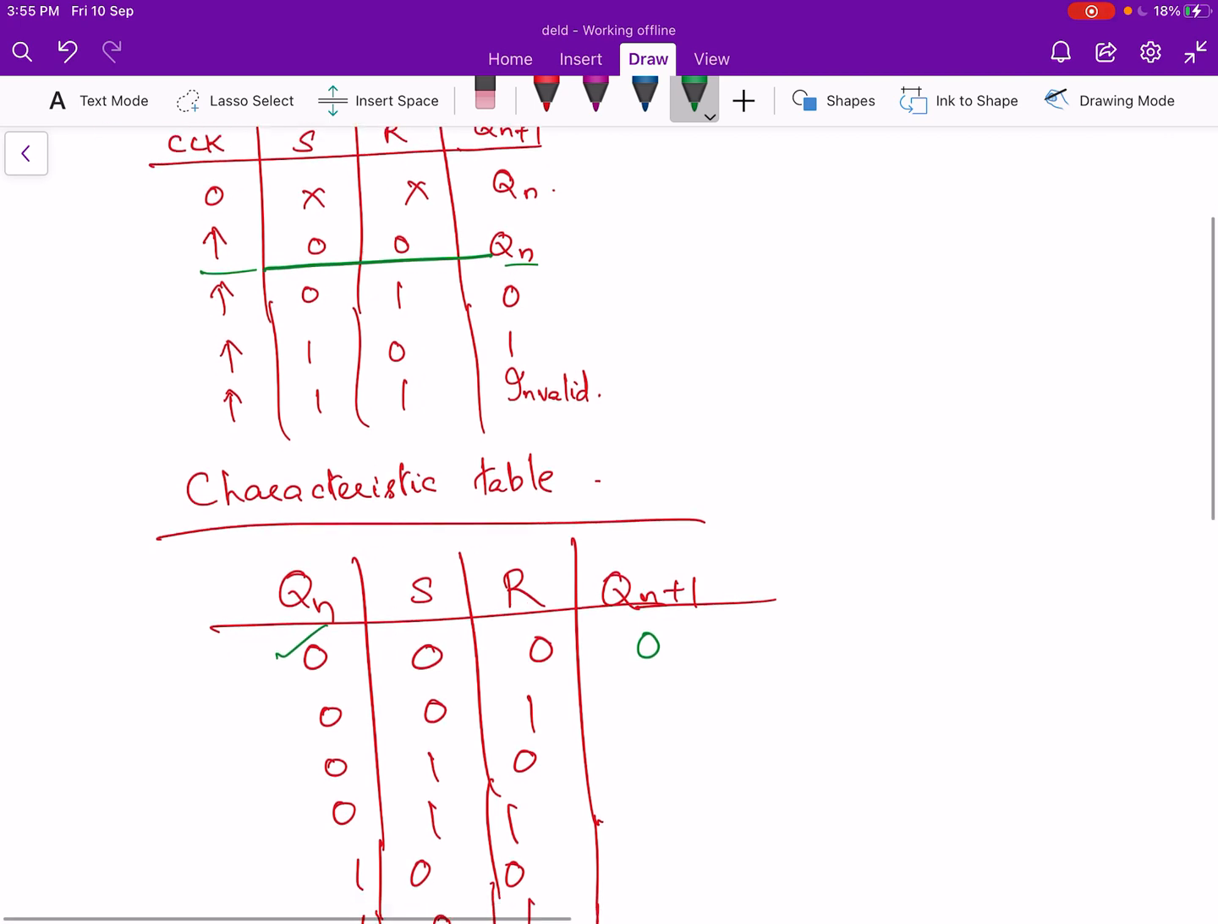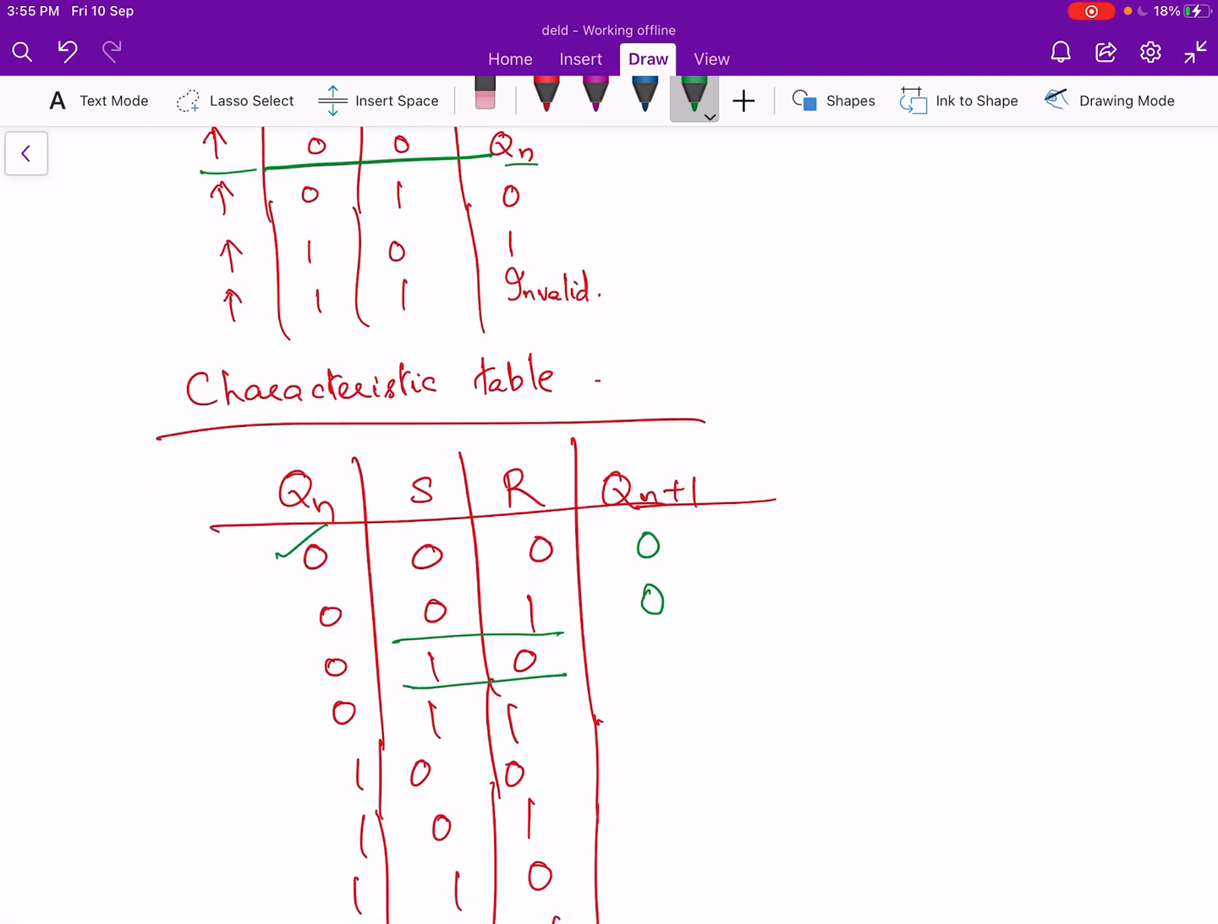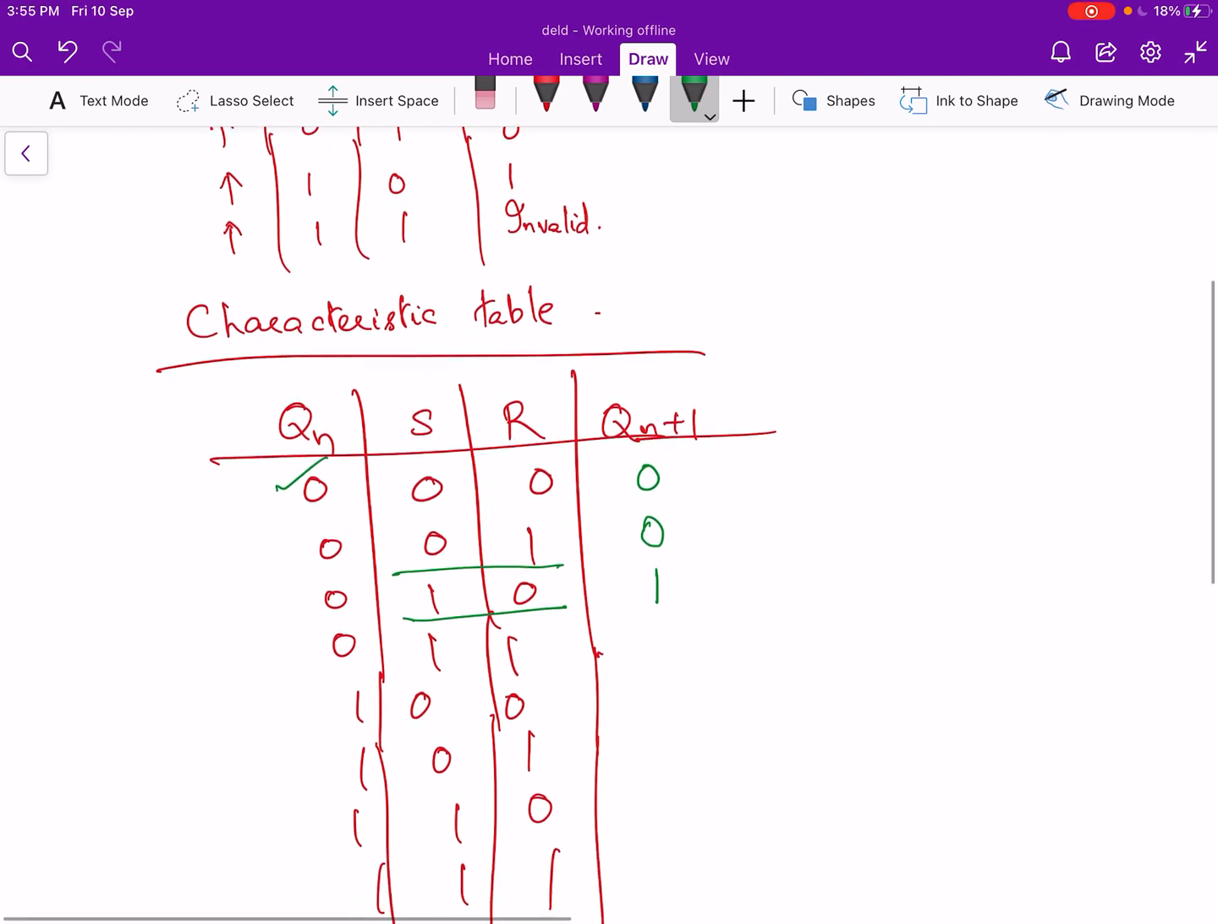Next case is 0, 1. If S is 0 and R is 1, then the output will be reset, or it will be equal to 0. Next case is 1, 0. Then the output will be set, or Qn plus 1 will be equal to 1. And this is 1, 1. This 1, 1 corresponds to an invalid state. So we can write a don't care over here.